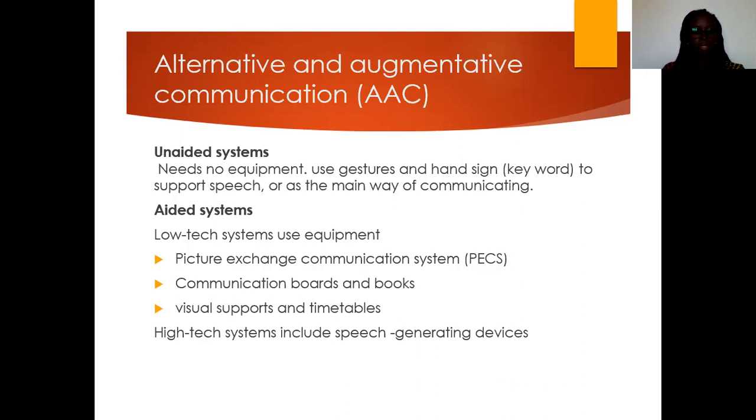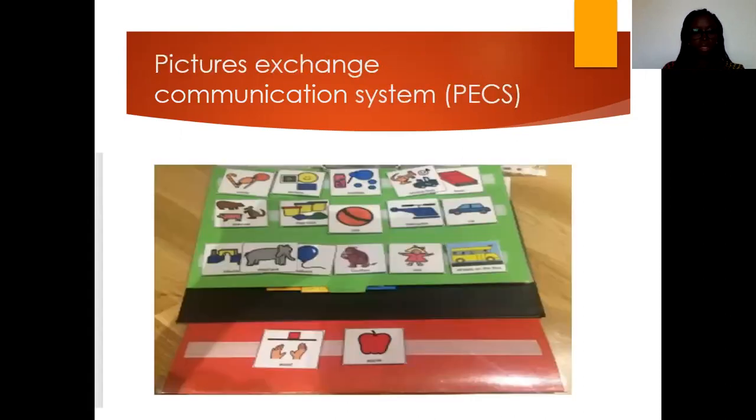And then also we have the communication boards, and so this is the PECS. The child will give it to you. So out of the lot, the child removes what he wants and puts it on the Velcro, or hands it over to you, and then you give the child what he wants. This is done in different environments so that the child will be able to generalize.